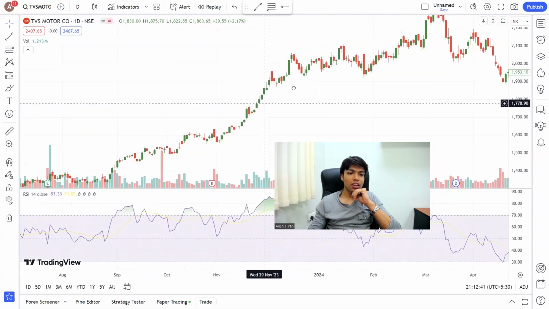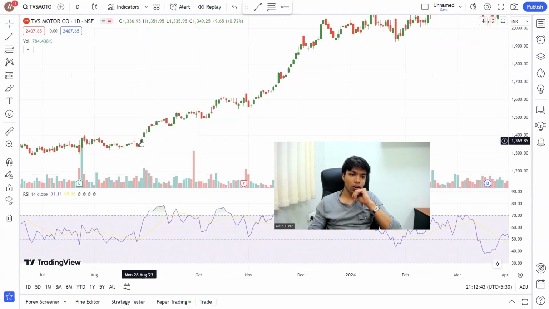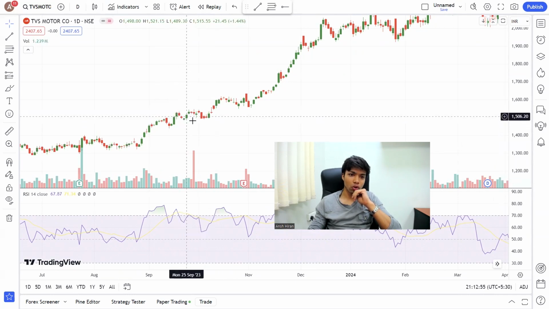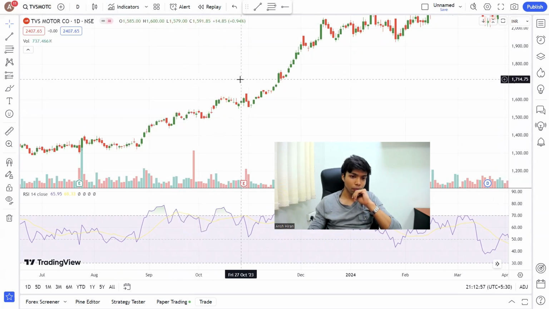Look at this. Here it said we are going above 70, which means overbought. After showing overbought, it went all the way up to this level, and then also there is no sign of correction. It was just consolidating for some time and then went up again.